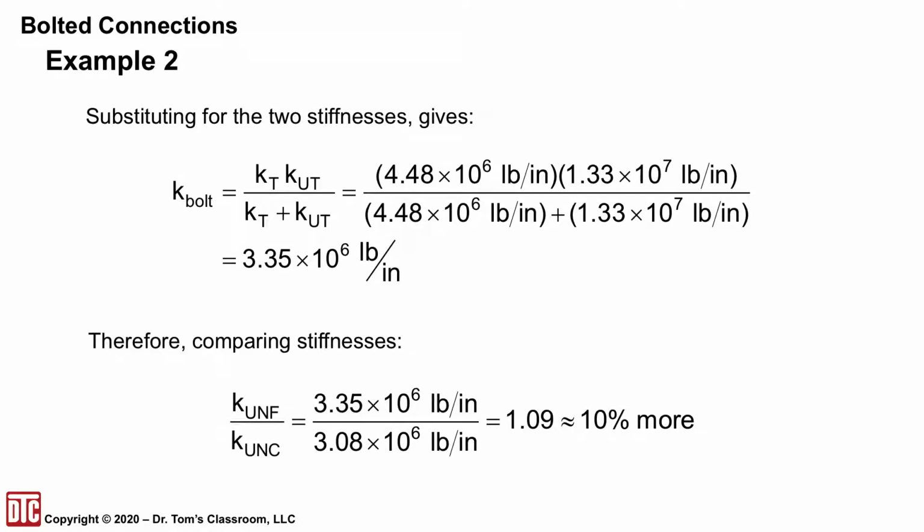And just for curiosity, let's compare that. The UNF divided by the UNC, 3.35 times 10 to the 6th divided by 3.08 times 10 to the 6th, and that's about 1.09, or almost about 10% more stiffness with the fine threaded instead of the coarse. And that's all part of that tensile stress area value.